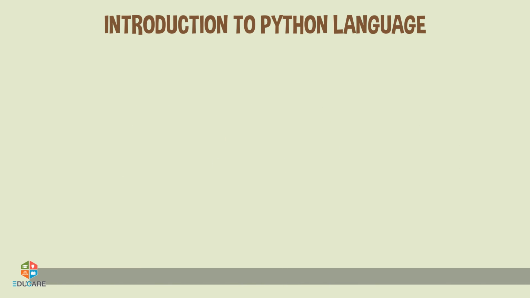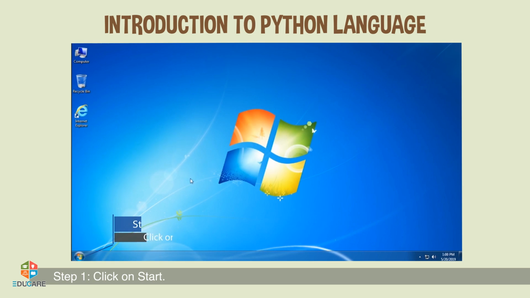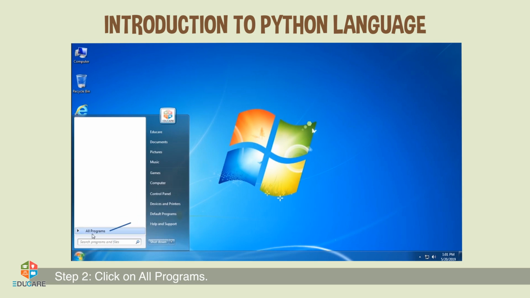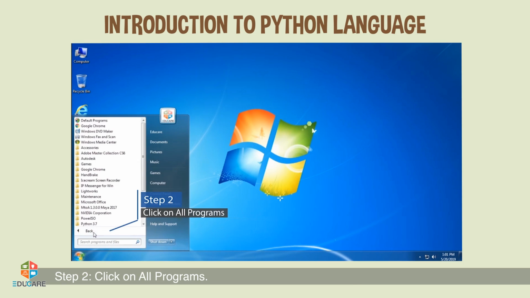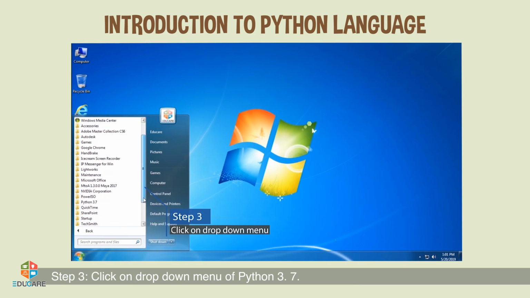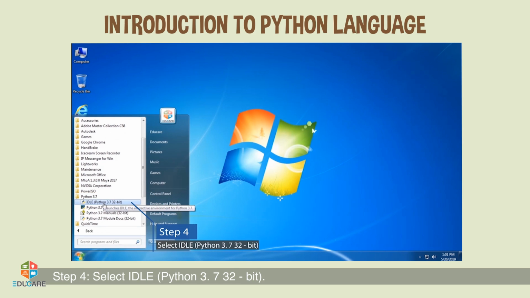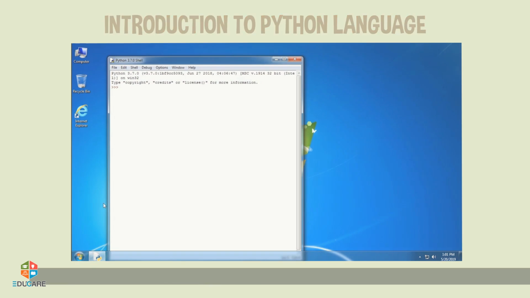www.python.org. Opening IDLE. Step 1. Click on Start. Step 2. Click on All Programs. Step 3. Click on drop-down menu of Python 3.7. Step 4. Select IDLE Python 3.7 32-bit. The IDLE window will appear.